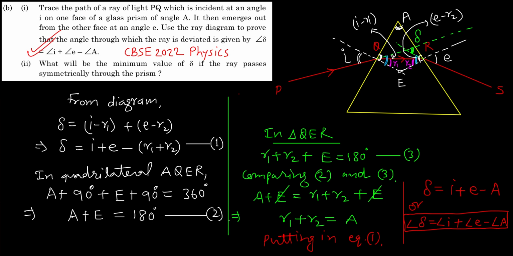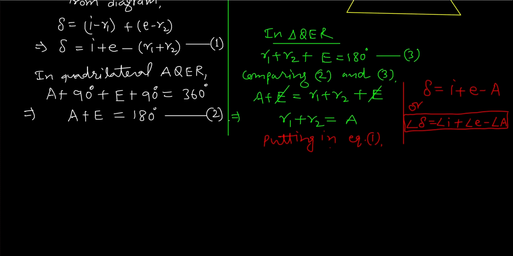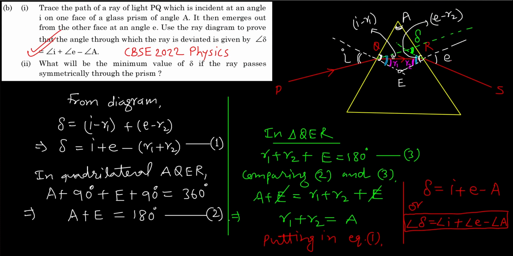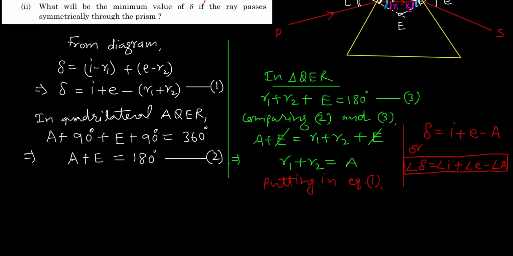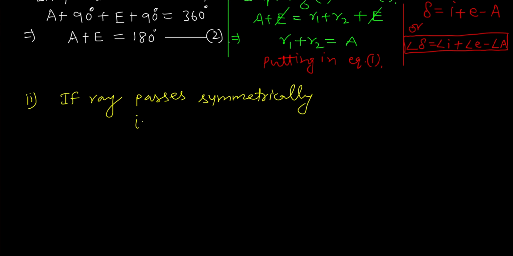Now what will be the second part of this question? It asks what will be the minimum value of delta if the ray passes symmetrically through the prism. So what does this mean? If the ray passes symmetrically through the prism, then in that case angle I and angle E will be equal. So I will write, this is the second part of the question, if the ray passes symmetrically, then angle I must be equal to angle E.